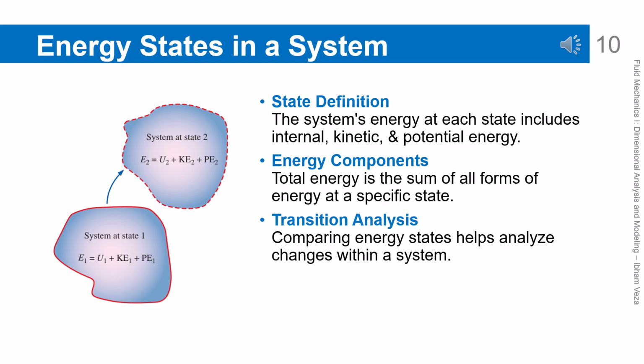Energy states in a system. The energy of a system at a given state consists of internal, kinetic, and potential energy. Each system state can be represented as the sum of these energy components. By comparing two states, the change in system energy can be analyzed quantitatively. This approach forms the basis for energy analysis in fluid mechanics and thermodynamics. The concept of energy states must also satisfy the principle of dimensional homogeneity.